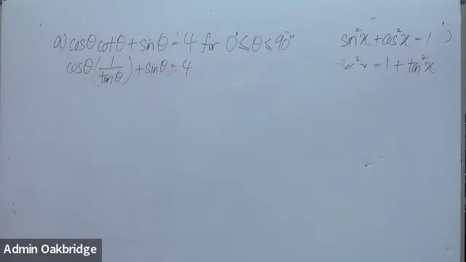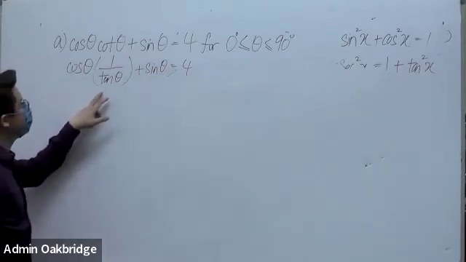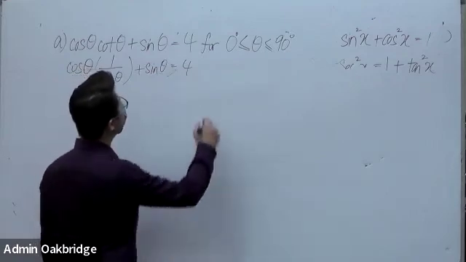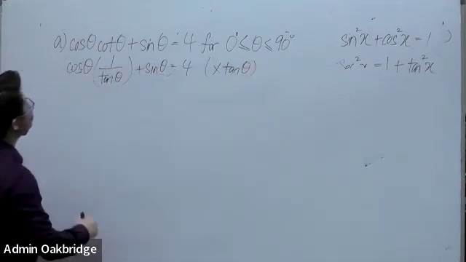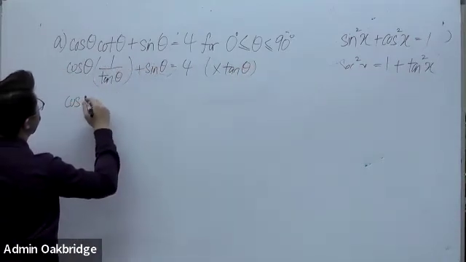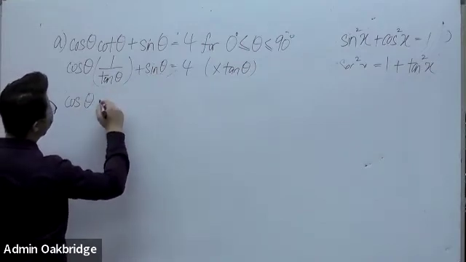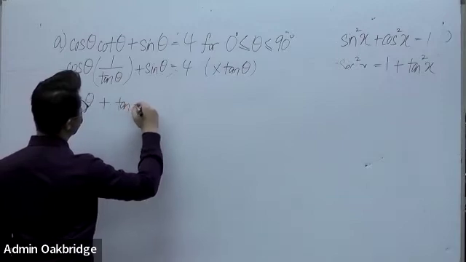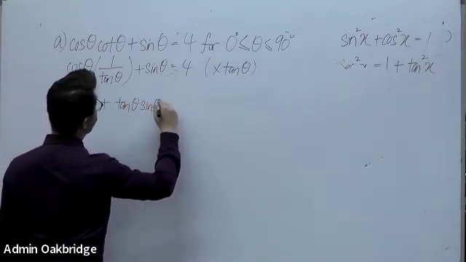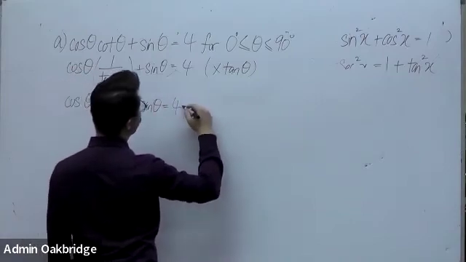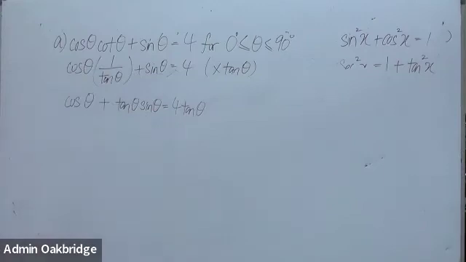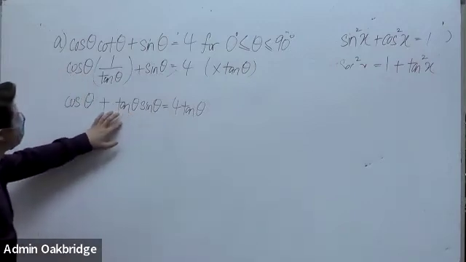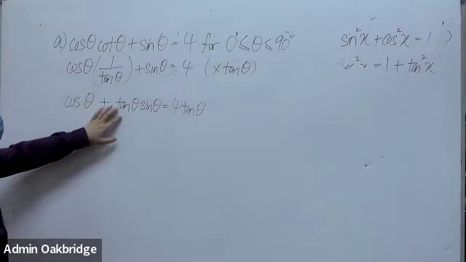Okay, and then what do we do next? You try to remove the denominator here, right? Just need to multiply this equation by tangent theta. So what you get will be cos theta plus tangent theta sine theta equals 4 tangent theta. Okay, what can we do from here? Can we simplify this one? Sine over cos.